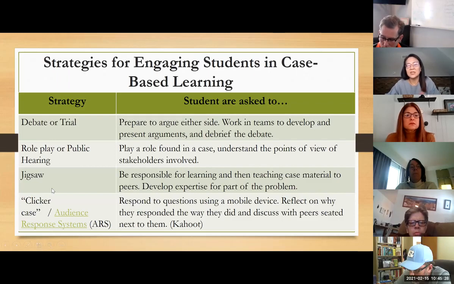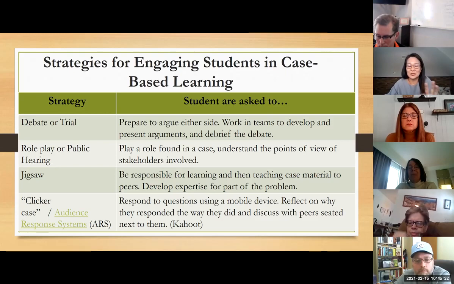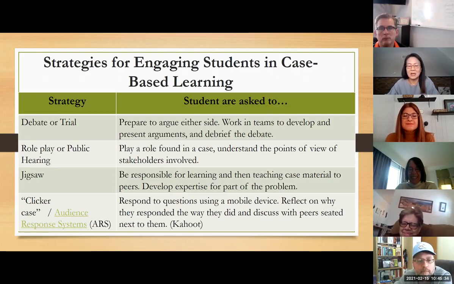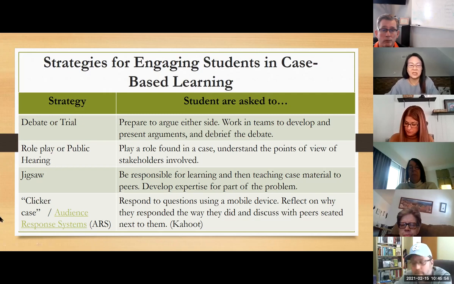And the third one is jigsaw. I use this in my face-to-face class, but it's too difficult to use in the remote learning environment. So I haven't used that yet, but I'm sure that you are familiar with that. You divide the class into different groups, and then each becomes an expert in their assigned section, and then they will discuss and make a decision again.